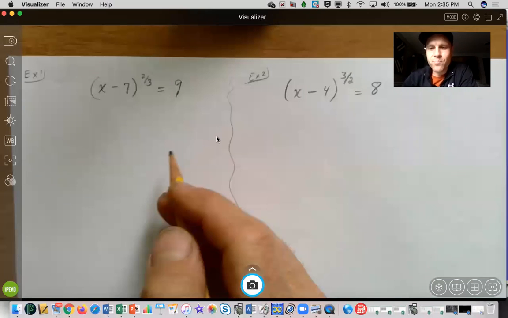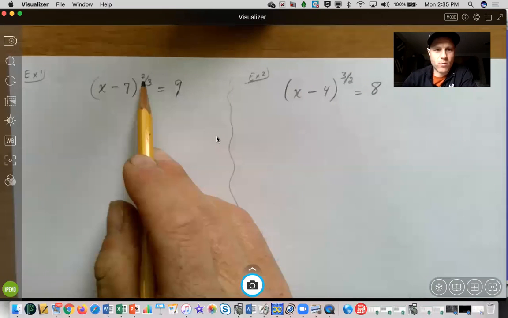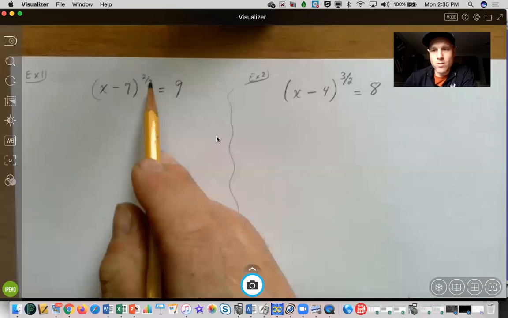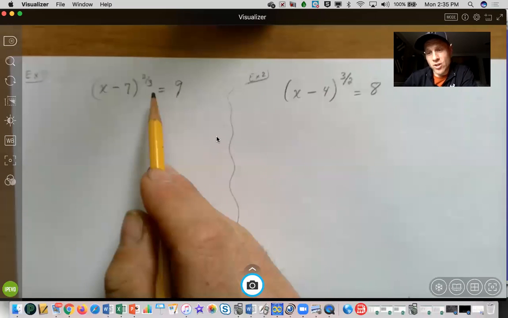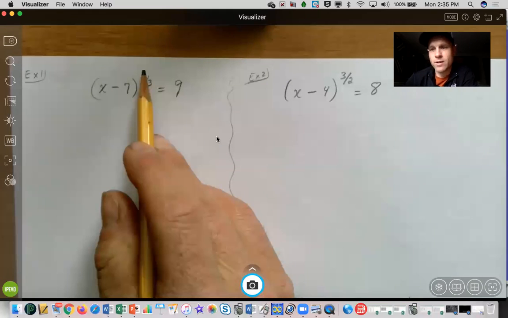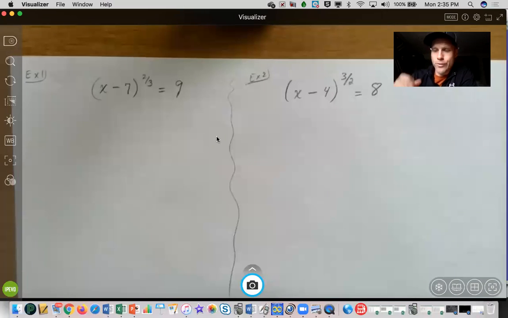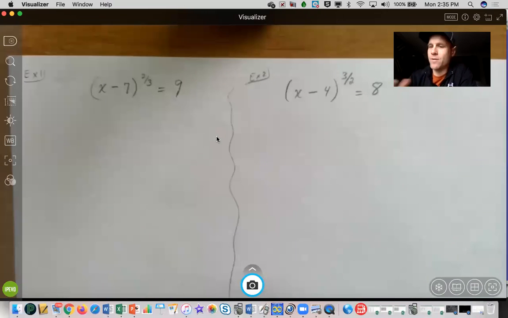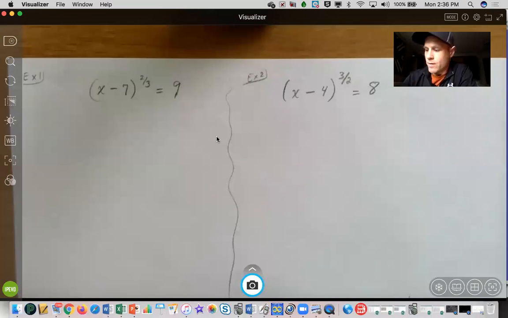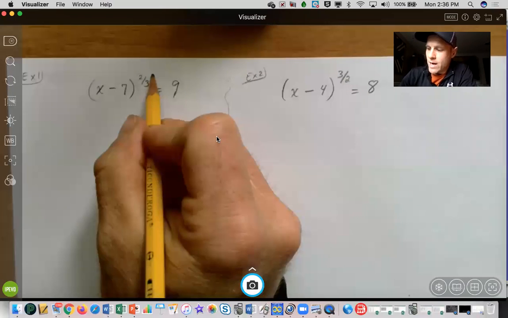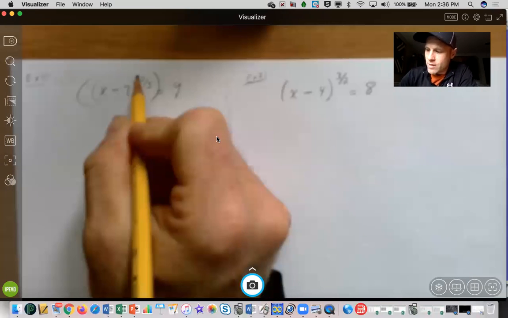Focus, there we go. So over here we have something that's being raised to the 2/3 power, which in my mind I'm thinking it's a cube root. It's a cube root that's squaring the result, and it's supposed to equal 9. In the video in Edgenuity, they go through the long drawn out process of converting it. I think it just makes more sense to talk about using the reciprocal power right from the start. The reciprocal power of the 2/3 is the 3/2.